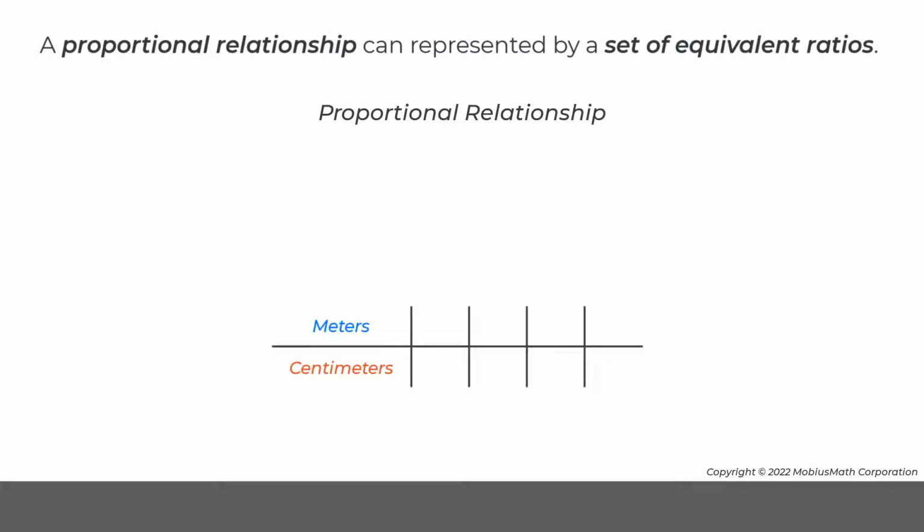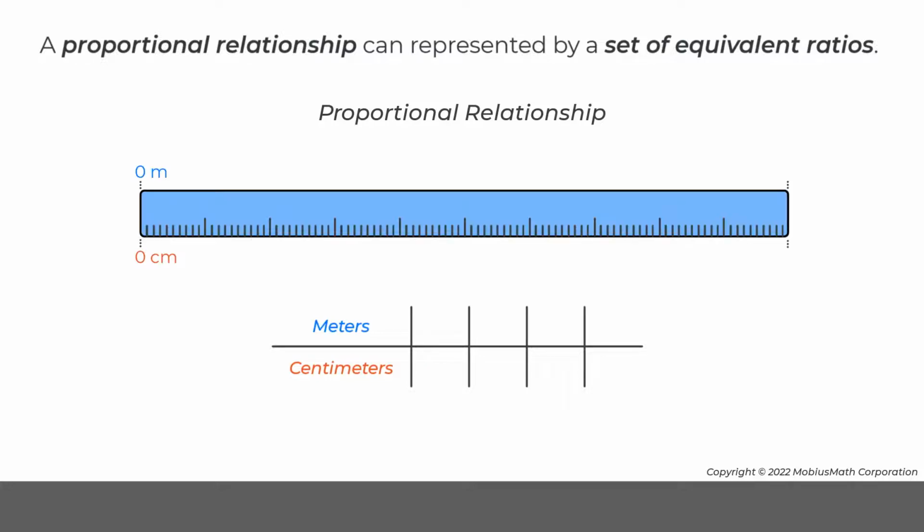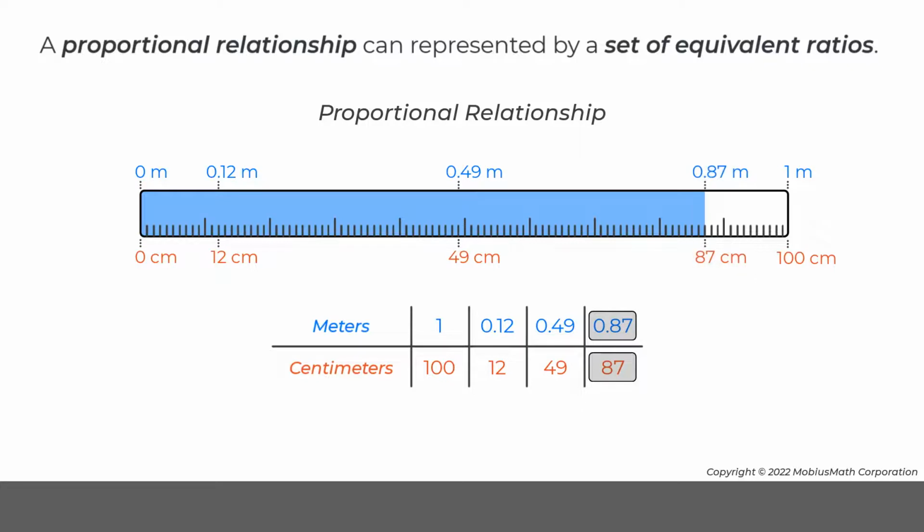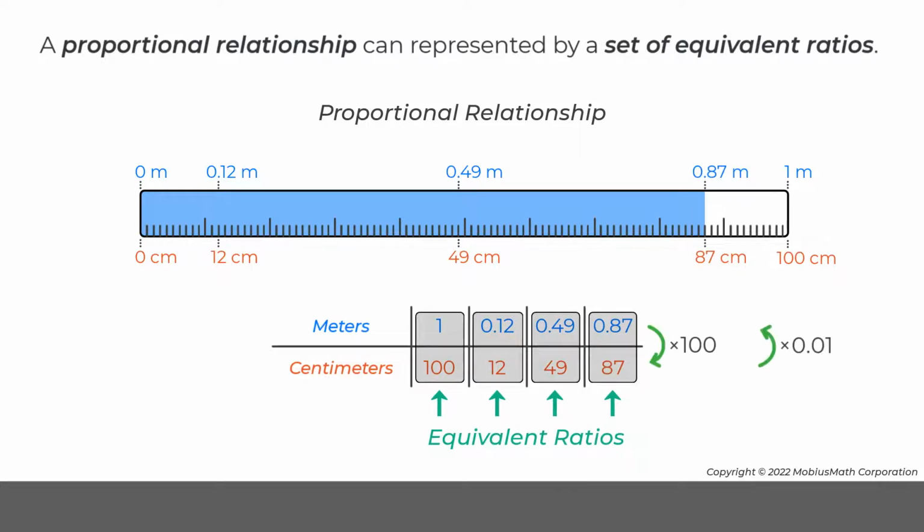In this third example, a proportional relationship is defined by 2 equivalent measurements, 100 centimeters in 1 meter. Notice that each set of equivalent measurements in meters and centimeters form an equivalent ratio and satisfy this proportional relationship.